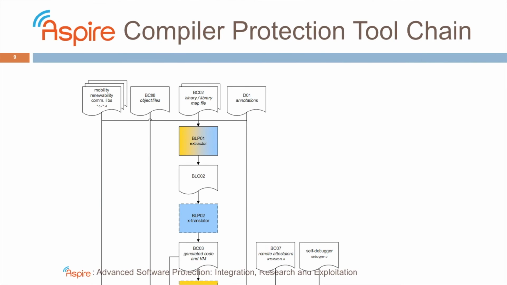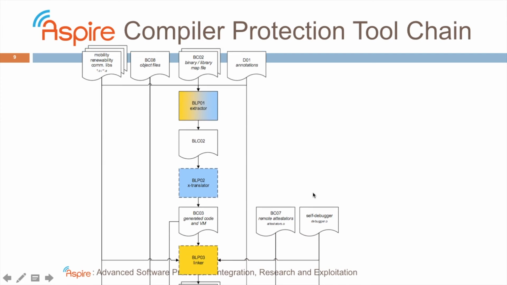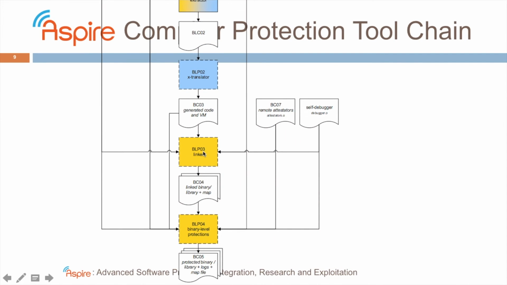Also for the binary part, we describe the different processing steps. For example, you see here a step where we extract native code to replace it with bytecode. We see a step to translate the bytecode, and then afterwards you see more linking steps. This is where we link in different protection libraries, for example, remote attestation, a self-debugger, but also the translated bytecode and the VM that will interpret it. And then afterwards we do a final binary level protection step where we rewrite the code and implement lots and lots of other protections, and where we produce logs and map files and so on.